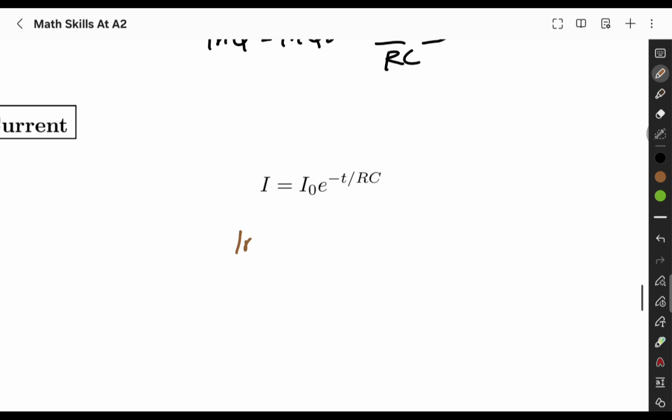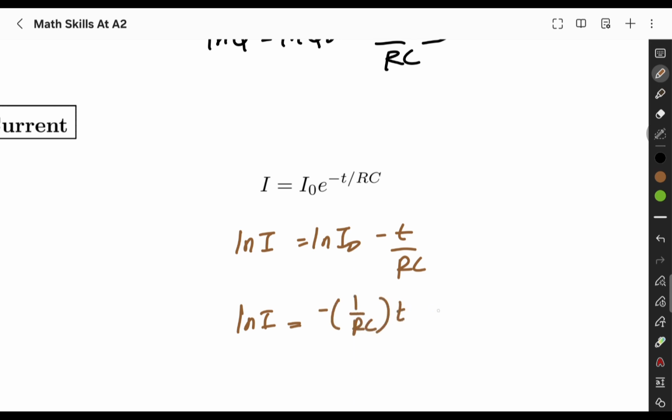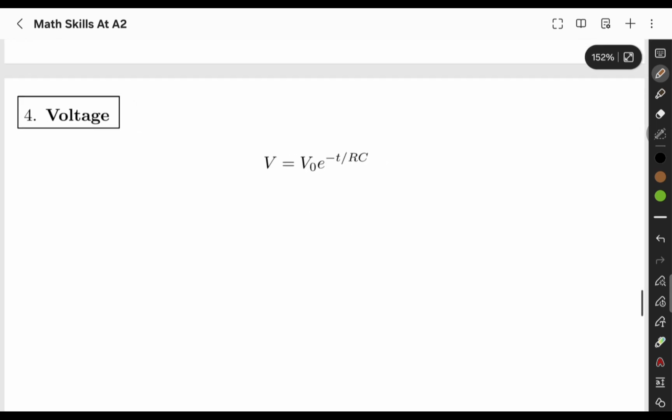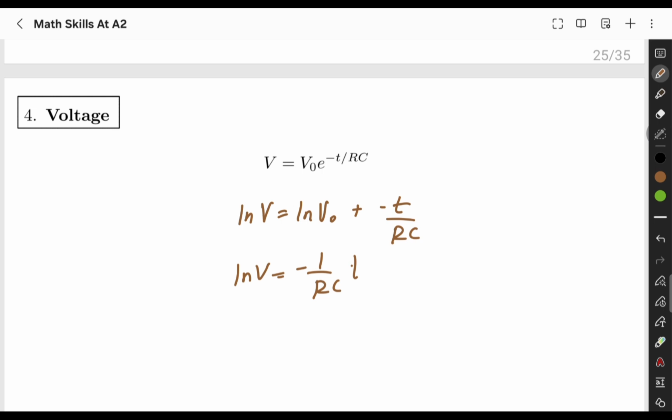Okay, same thing we have here. I'm going to be a bit quick with this, so it's going to be the same thing. Ln I naught minus t over RC. So ln I equals minus 1 over RC t plus, one second, ln I naught. So y equals mx plus c. Right. Now next example, ln V equals ln V naught plus minus t over RC. Ln V equals minus 1 over RC t plus ln V naught. So y equals mx plus c.